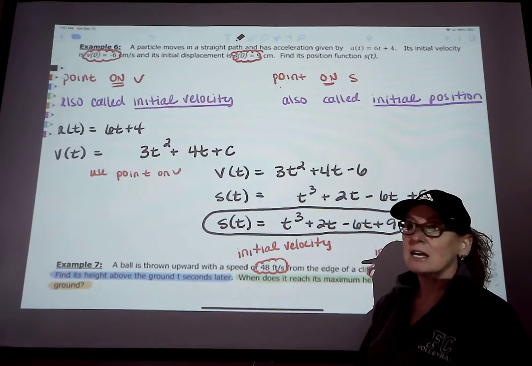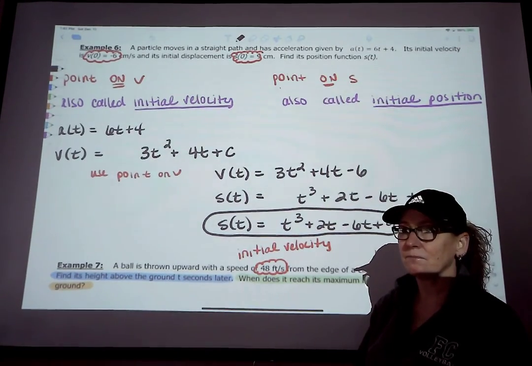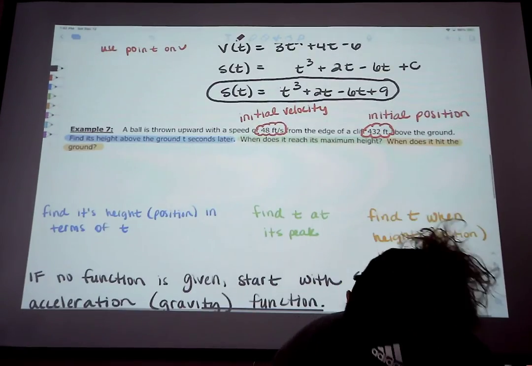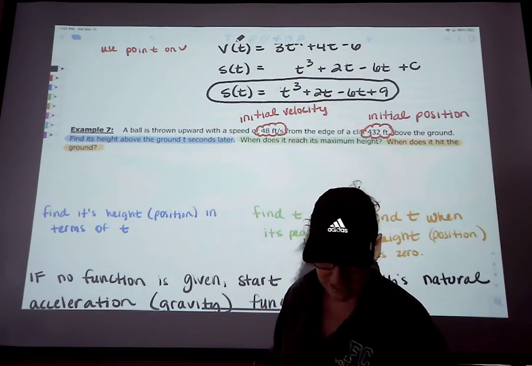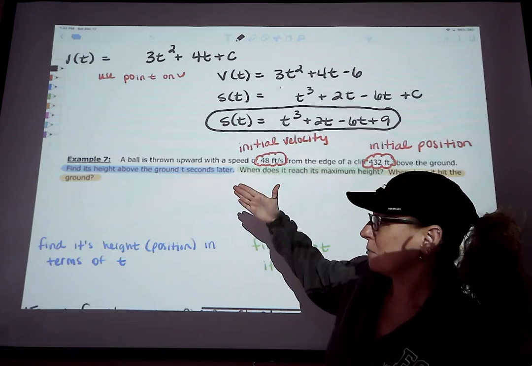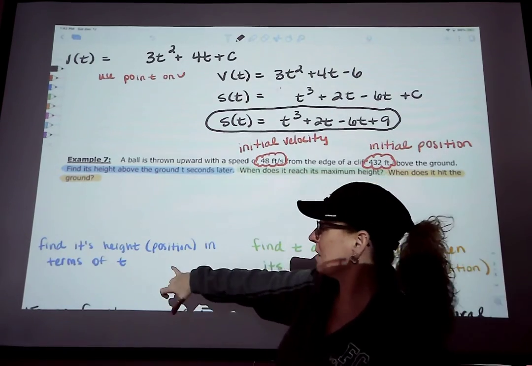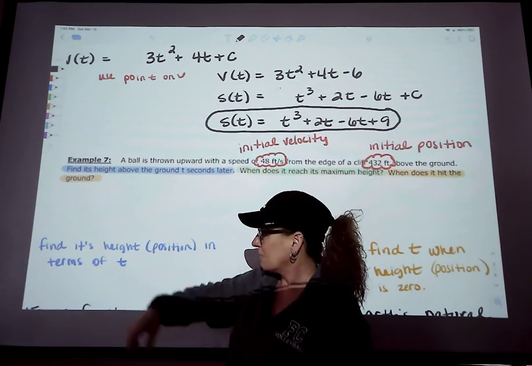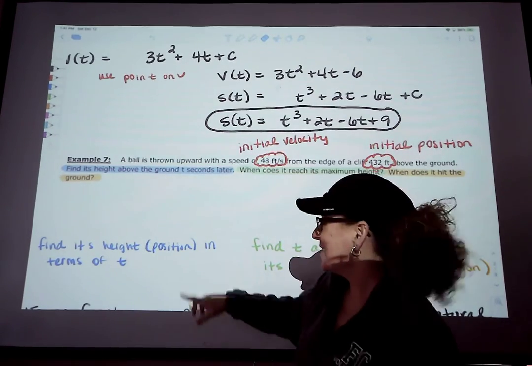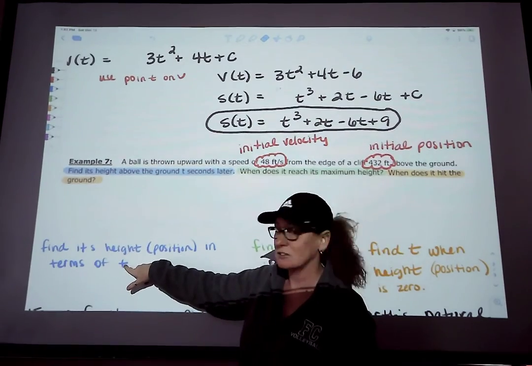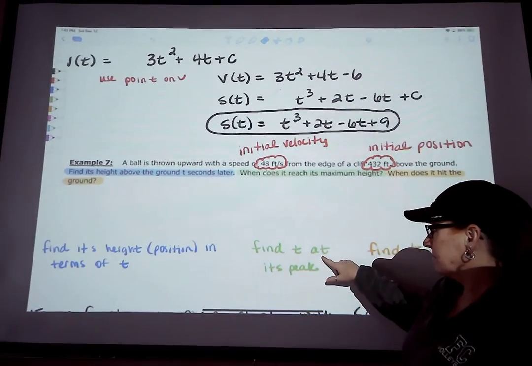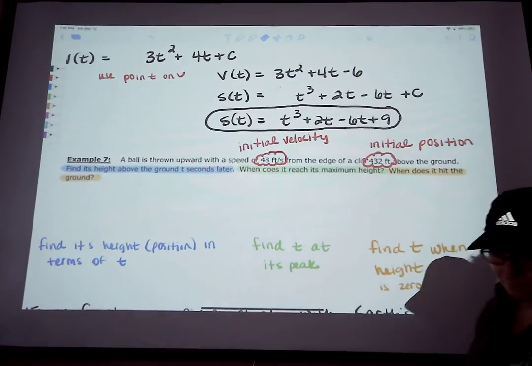Okay? Now, let's go with that. These three things that I just highlighted, I've put into words that you might understand a little bit better. Find the height or the position in terms of t. So basically we're going to find the s function. Then find the time, find the time.